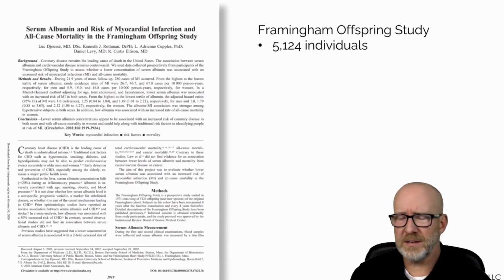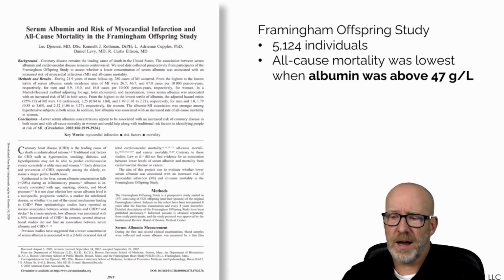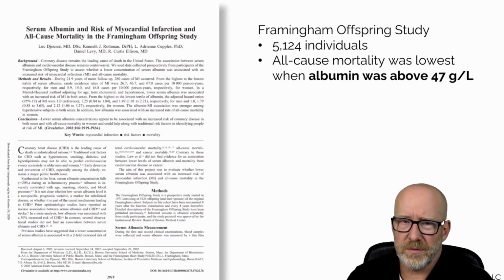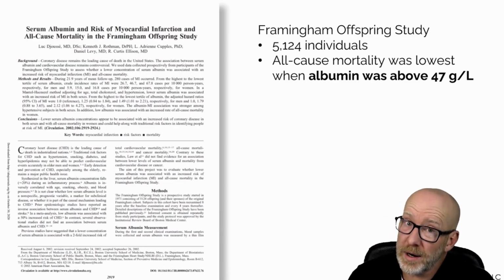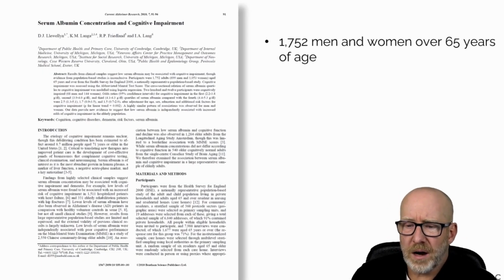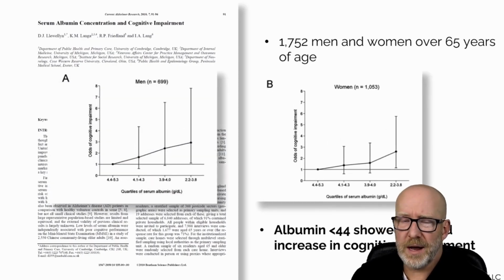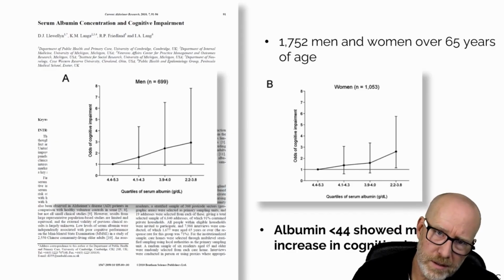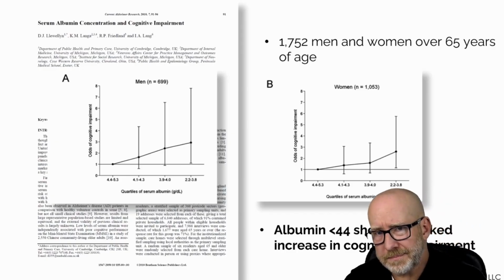In the Framingham Offspring study, 5,000 individuals, was found that mortality was lowest when their albumin was above 47 or 4.7. Now put these two together. Where would you want your albumin to be? 45, 47? Here is looking at serum albumin and cognitive impairment, almost 2,000 individuals over 65 years old. It was found that when albumin was lower than 44, that cognitive impairment went up.